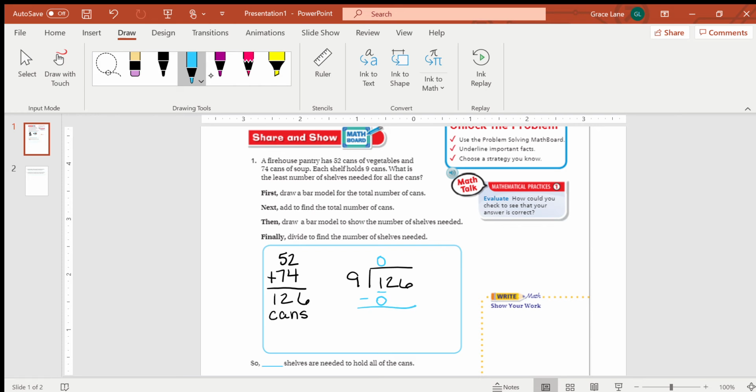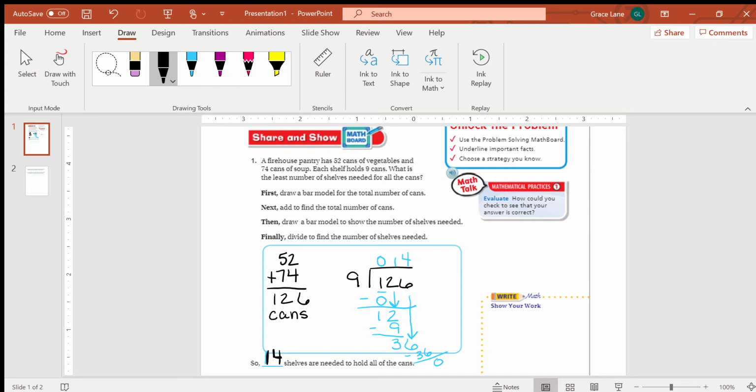Subtract 0, 1 left over, bring the 2 down. So 12 divided by 9 is 1. Subtract 9 times 1, which was 9. 3 left over, bring the 6 down. 36 divided by 9 is 4, because I know that 9 times 4 is 36, and you have a remainder of 0. So the number of shelves that I need, I don't know if you can see that, I need 14 shelves for my cans.